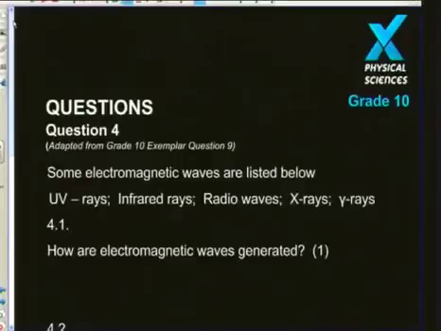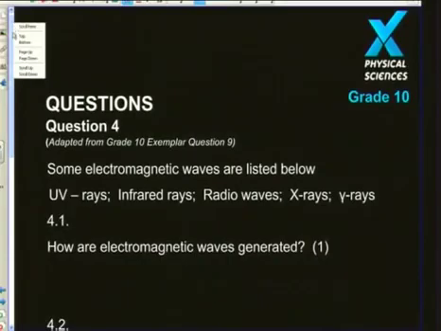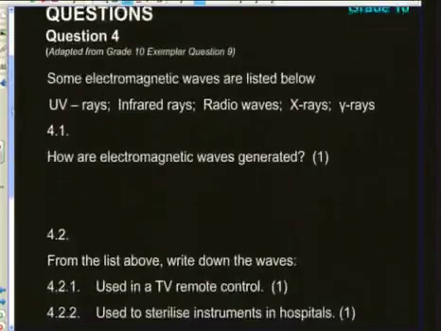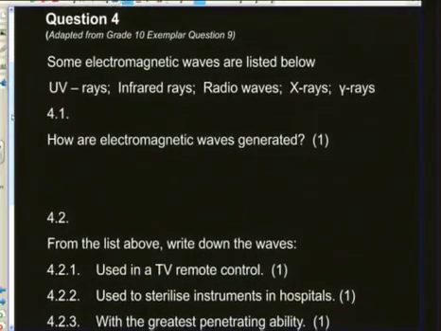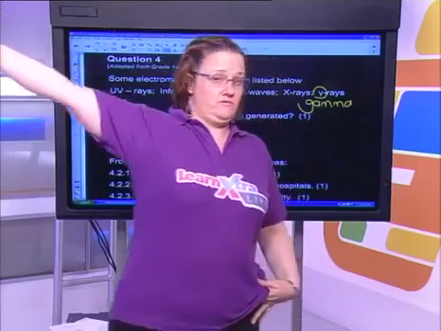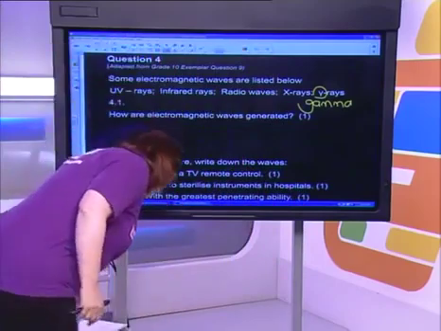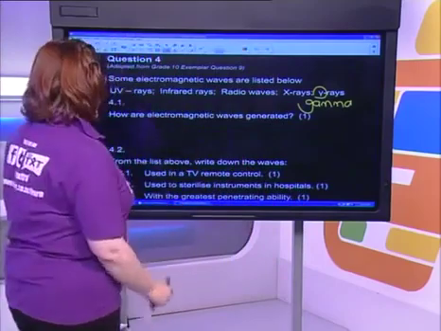Next one, the electromagnetic spectrum. So, some electromagnetic waves are listed. UV rays, which come from the sun, well, all of them come from the sun, okay? Ultraviolet rays, infrared rays, radio waves, X-rays, and gamma rays. This one, gamma, okay? Gamma rays are the ones right at the top end of the spectrum with the highest frequency. Very, very, very dangerous, okay?